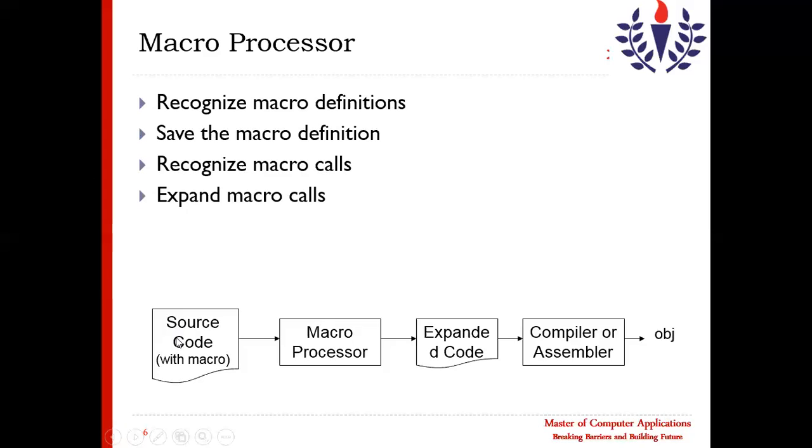Here, first the source program will be there, which will have macro statements also. Then it will go to the macro processor. Macro processor will do all the recognition, saving, recognizing macro calls, and then it will expand the code. Expand means that after macro processing, the program will have all macro definitions instead of macro calls, and that code will be given to the compiler or assembler to convert it into machine code, or we can say create an object file that will be ready for execution. So this is the concept behind macro processor.